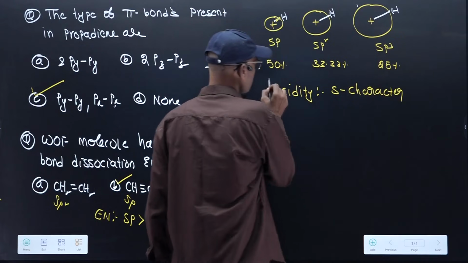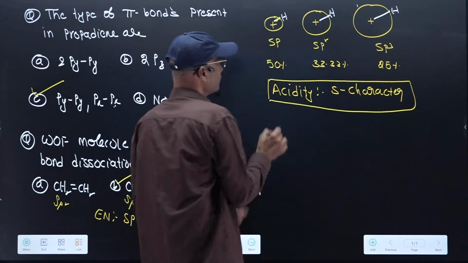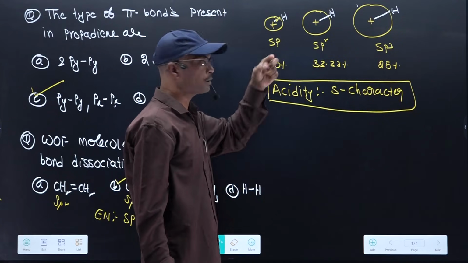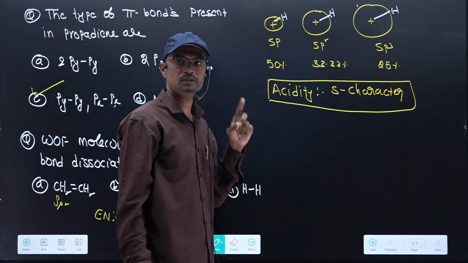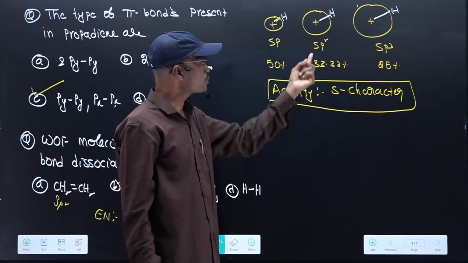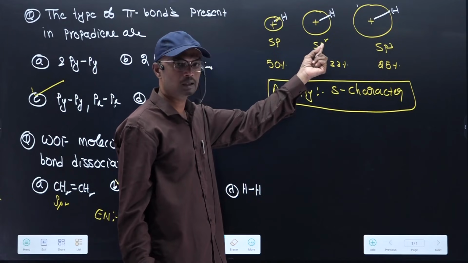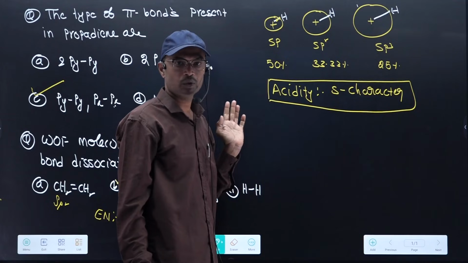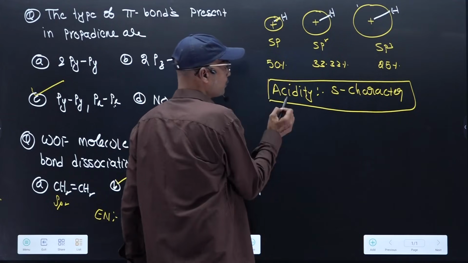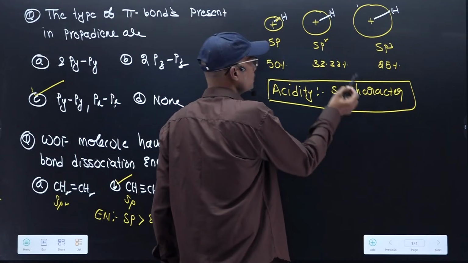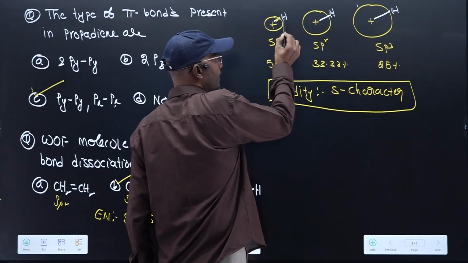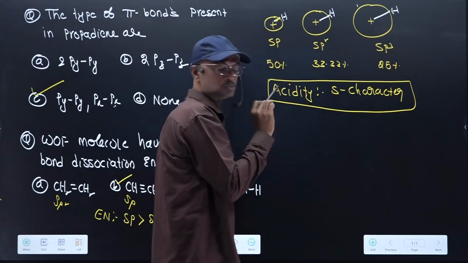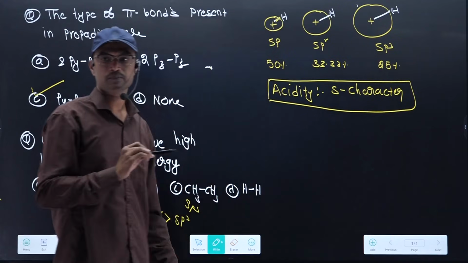So what is the meaning of S character? Within the hybridization, what is the percentage of S? Suppose you assume that S and P both are 100; in that, what is the contribution of S? 50%. If you assume that one S orbital and two P orbitals are 100, in that, what is the contribution of S? 33.3. Okay. So whichever carbon has more S character, the corresponding outer valence electrons of the molecule are very close to the nuclei. You remember this point. It is most helpful for most of the acidity questions.